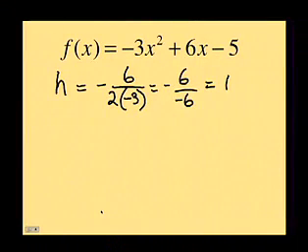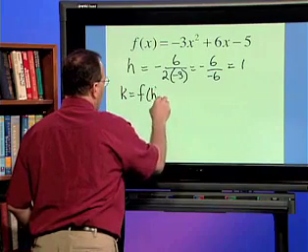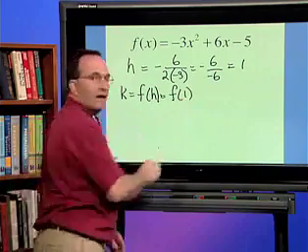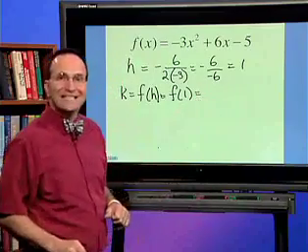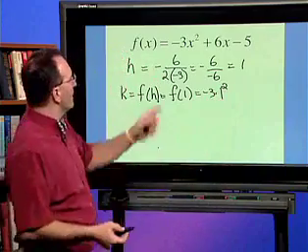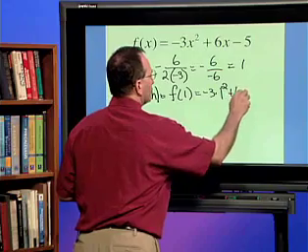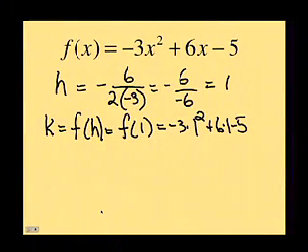Now, to find k, we substitute in f of h, which in this case is f of 1. And we plug that right into our function. Our function is negative 3 times x squared, so 1 squared, plus 6 times 1 minus 5. So what we have then is 1 squared is 1, that's negative 3. Negative 3 plus 6 is positive 3, minus the 5 gives me negative 2 for the k value.